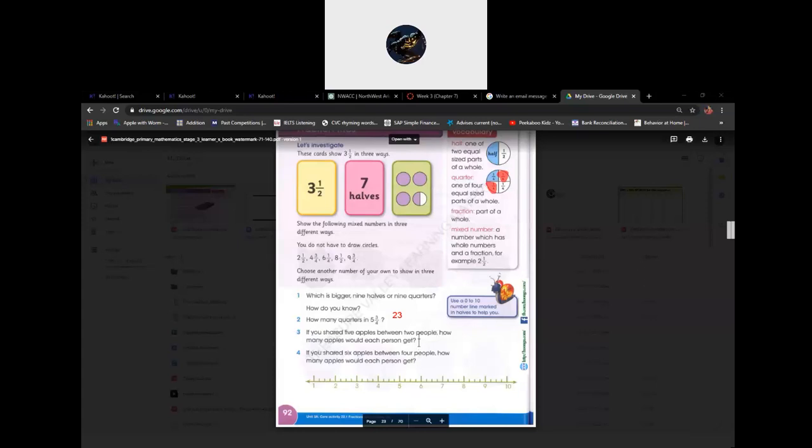Okay, number 3. If you shared 5 apples between 2 people, how many apples would each person get? It is an equal number, so it can't be just whole numbers. So I think it's 2.5. I agree. How did you get 2.5? I divided it. Okay, so we'll move on.